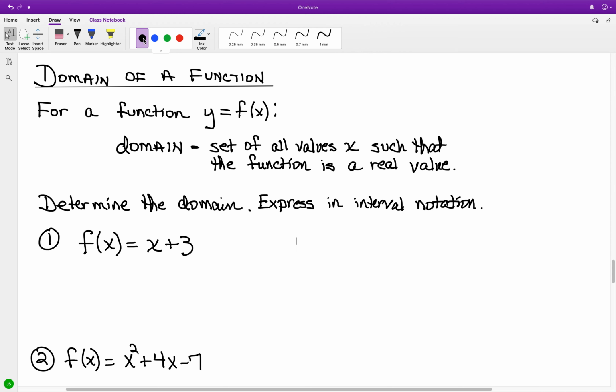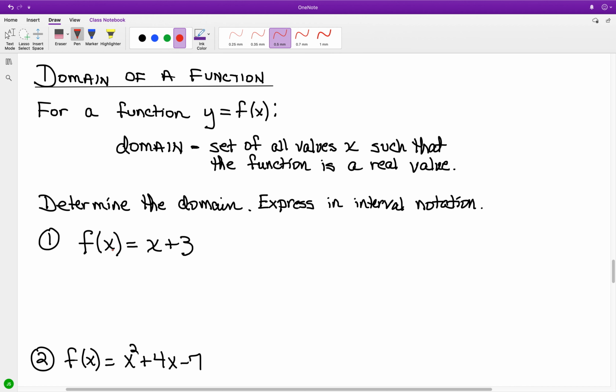Okay, regarding the domain of a function, the rule of thumb for a function y equals f of x is this. Again, f of x is functional notation for what we otherwise say is y. By definition, the domain of a function is the set of all values of x such that the function is a real value. In determining the domain of a function, we're going to express the domain in interval notation.